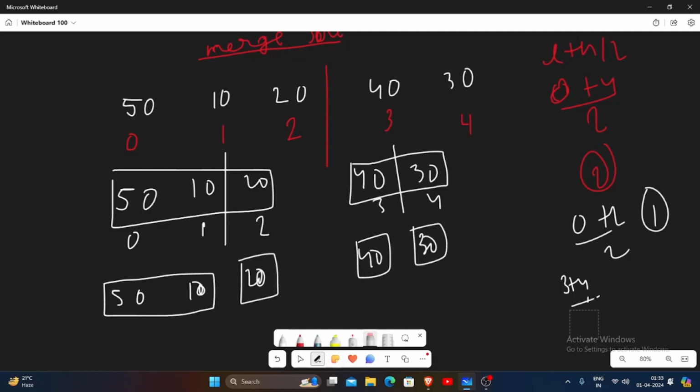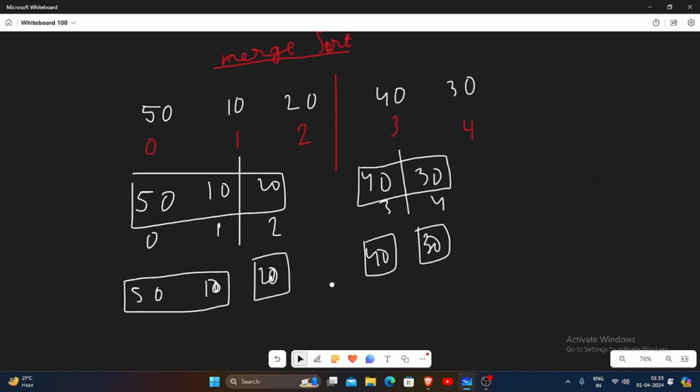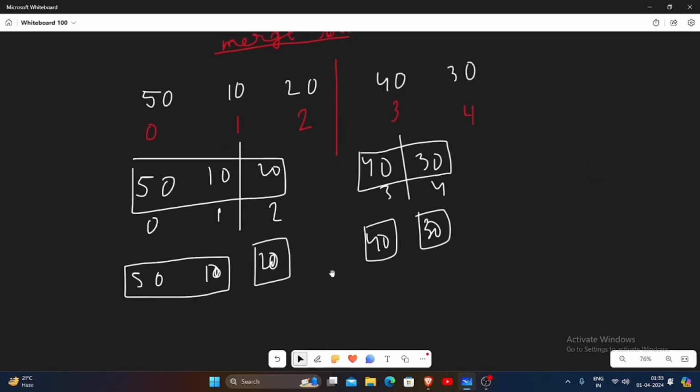I think there should be no doubt till now. I'm just talking about merge sort. Okay. And you all have solved merge sort. Majority, if you are not a first year student, then only is it the case that you don't know merge sort. Apart from that you should be knowing. For first year, I'm telling this.